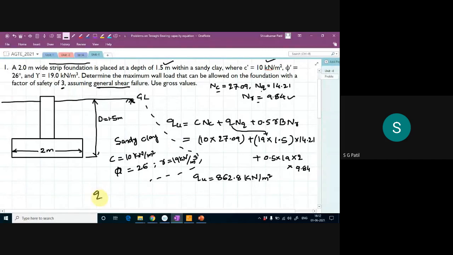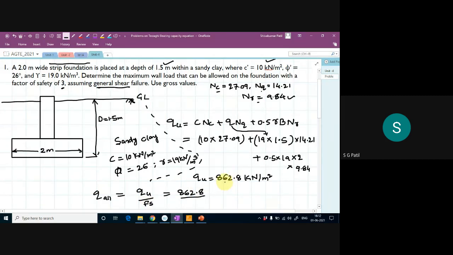So Q allowable is equal to Q ultimate divided by factor of safety. The factor of safety they have given is 3. So 862.8 divided by my factor of safety.